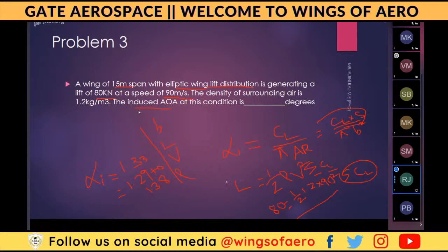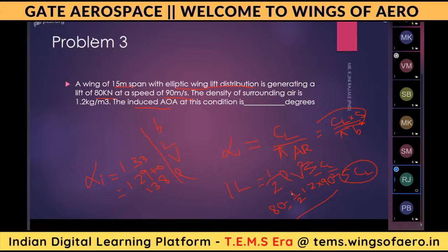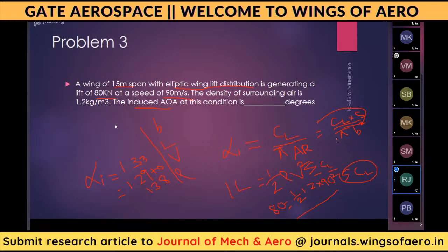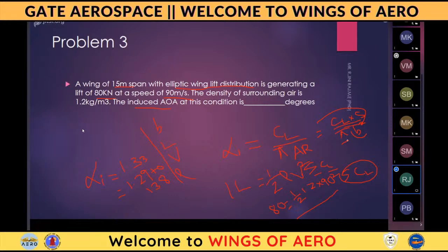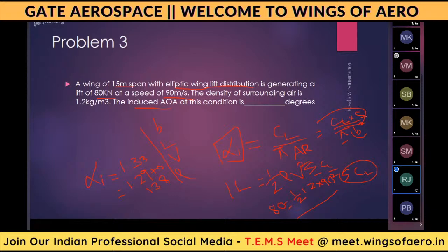But we know the lift value, we have two unknowns, that is S into CL. So straight away I am substituting the value for CL into S here. So it will be getting 160 divided by 1.2 into 90 square. So calculate the value for that and substitute in CL into S value. After substituting it, we can easily find, because B square also, we know the value for B square also. So by substituting it, we will be getting the value for alpha I. So please solve that.